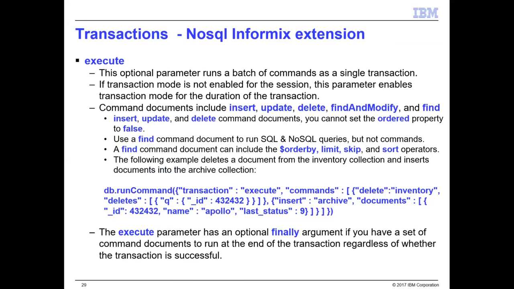Use a find command to run SQL and NoSQL queries, but not commands. A find command can also include the dollar order by, limit, skip, and sort operators, for example. And the following example deletes a document from the inventory collection and inserts documents into the archive collection. Execute parameter has an optional finally argument if you have a set of command documents to run at the end of the transaction, regardless of whether or not the transaction is successful.